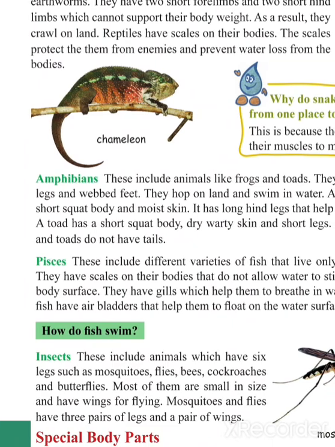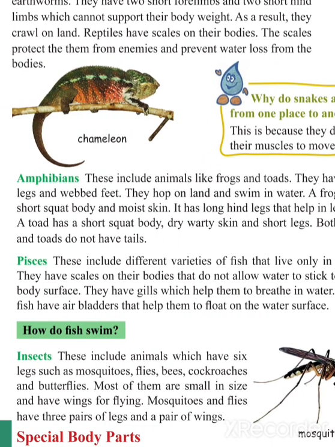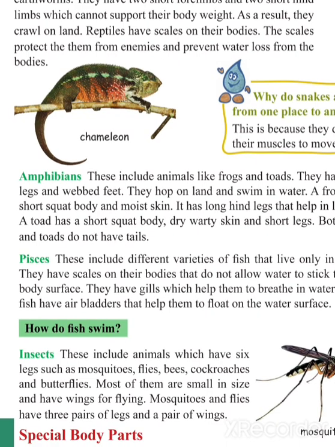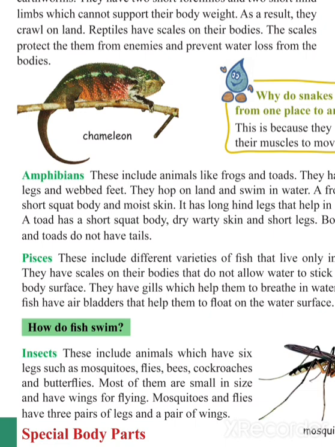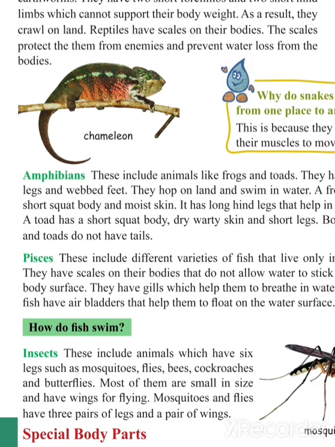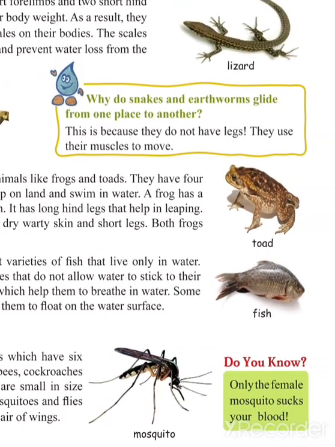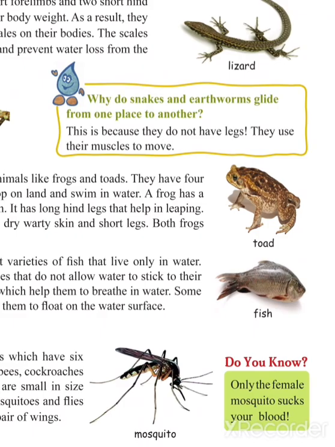The next one we are going to see is reptiles. The animals crawl on their body, such as lizard, tortoise, snake, and earthworms. Animals like lizard and tortoise have two short forelimbs and two short hind limbs. Front side legs are called as forelimbs and back side legs are called as hind limbs. These are the forelimbs and these are the hind limbs.